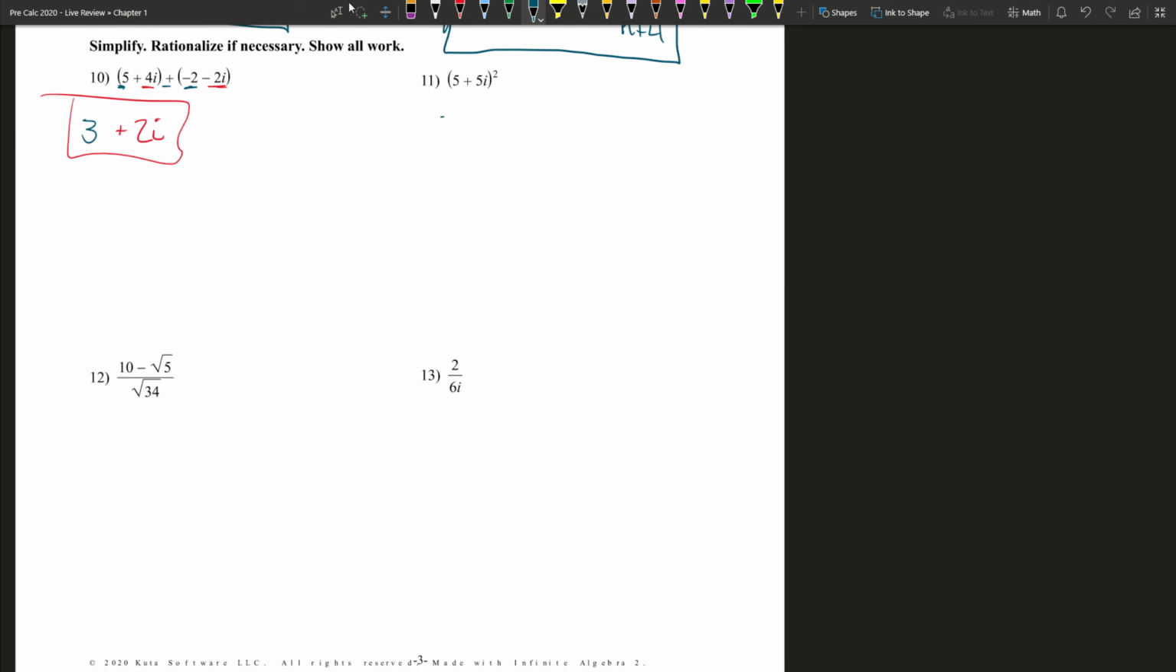Same thing over here, except this time we're multiplying. We FOIL, we get 25 plus 50i plus 25i squared. So this is 25 plus 50i minus 25, right? Because i squared is negative 1. So we just get 50i.